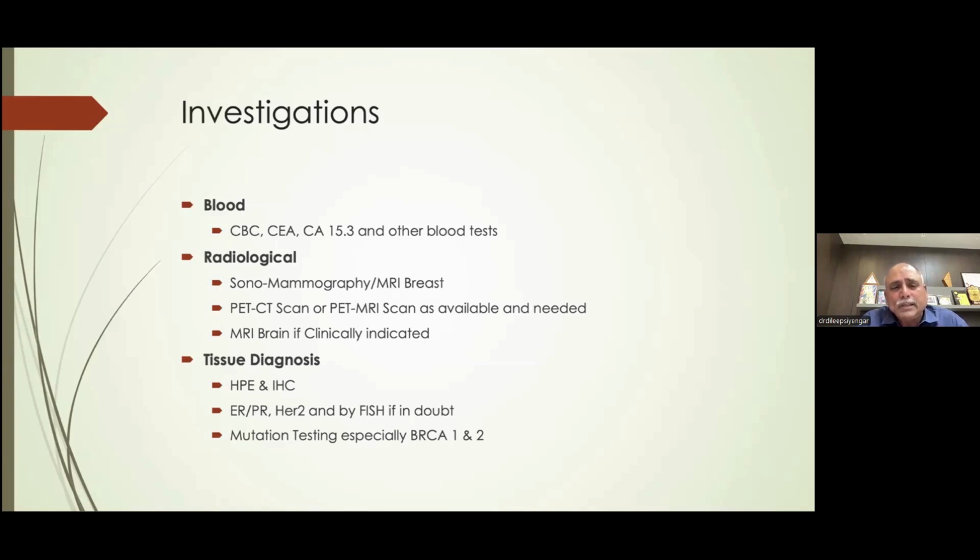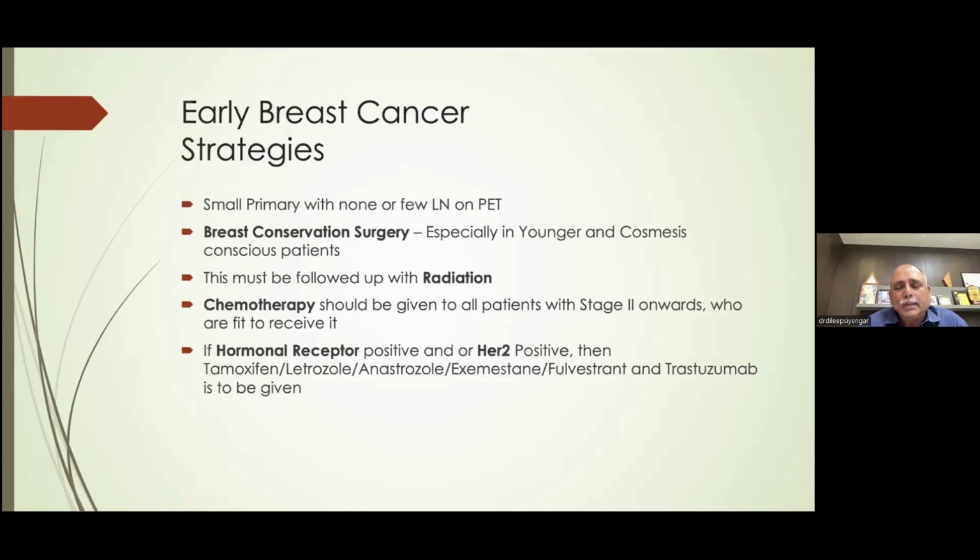Tissue diagnosis will require a histopathological examination and immunohistochemistry with hormone receptor study, which is ER PR, estrogen receptor, progesterone receptor, and a HER2 receptor. If HER2 receptor is 2+, then you have to do a FISH study, fluorescence in situ hybridization, if it is in doubt. Mutation studies, especially BRCA1 and 2, have to be done, and PDL1 also can be done.